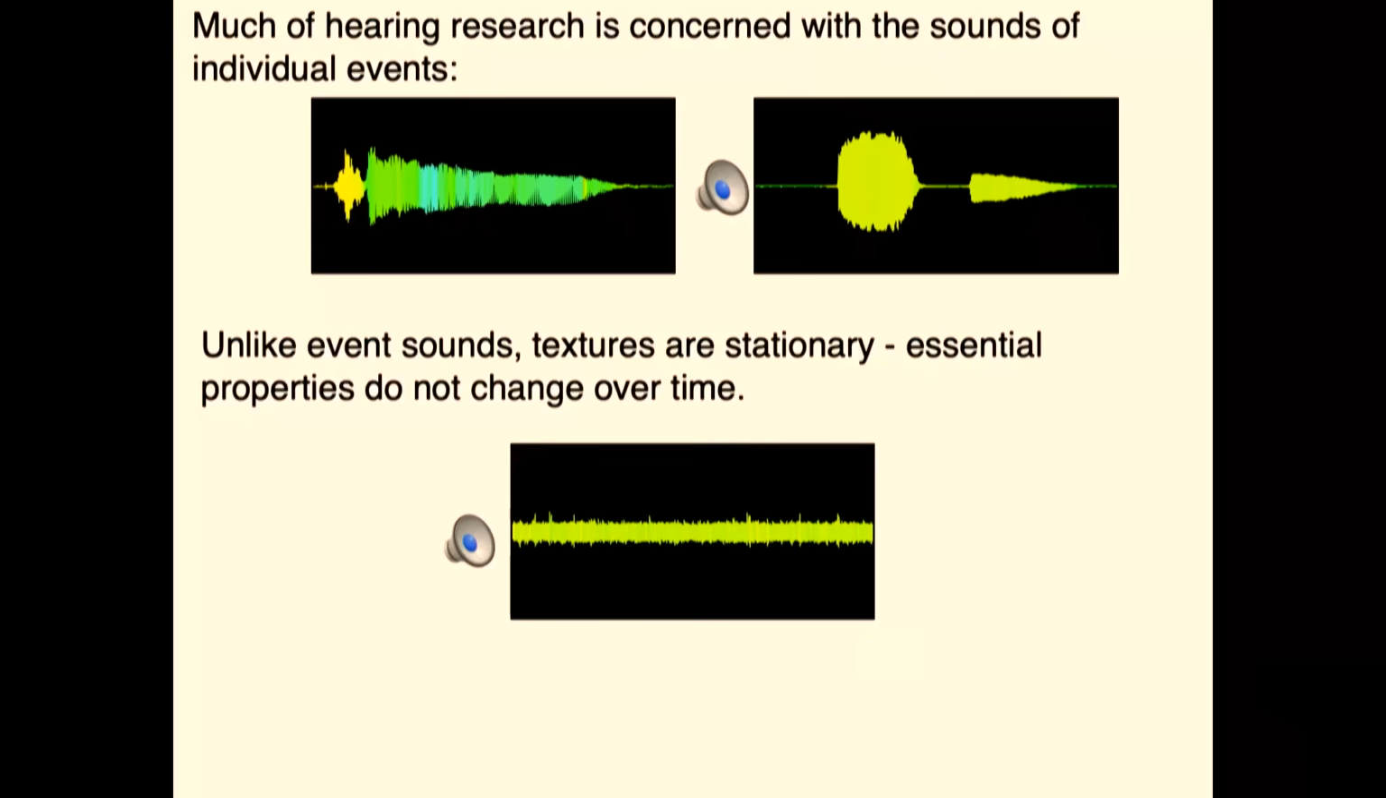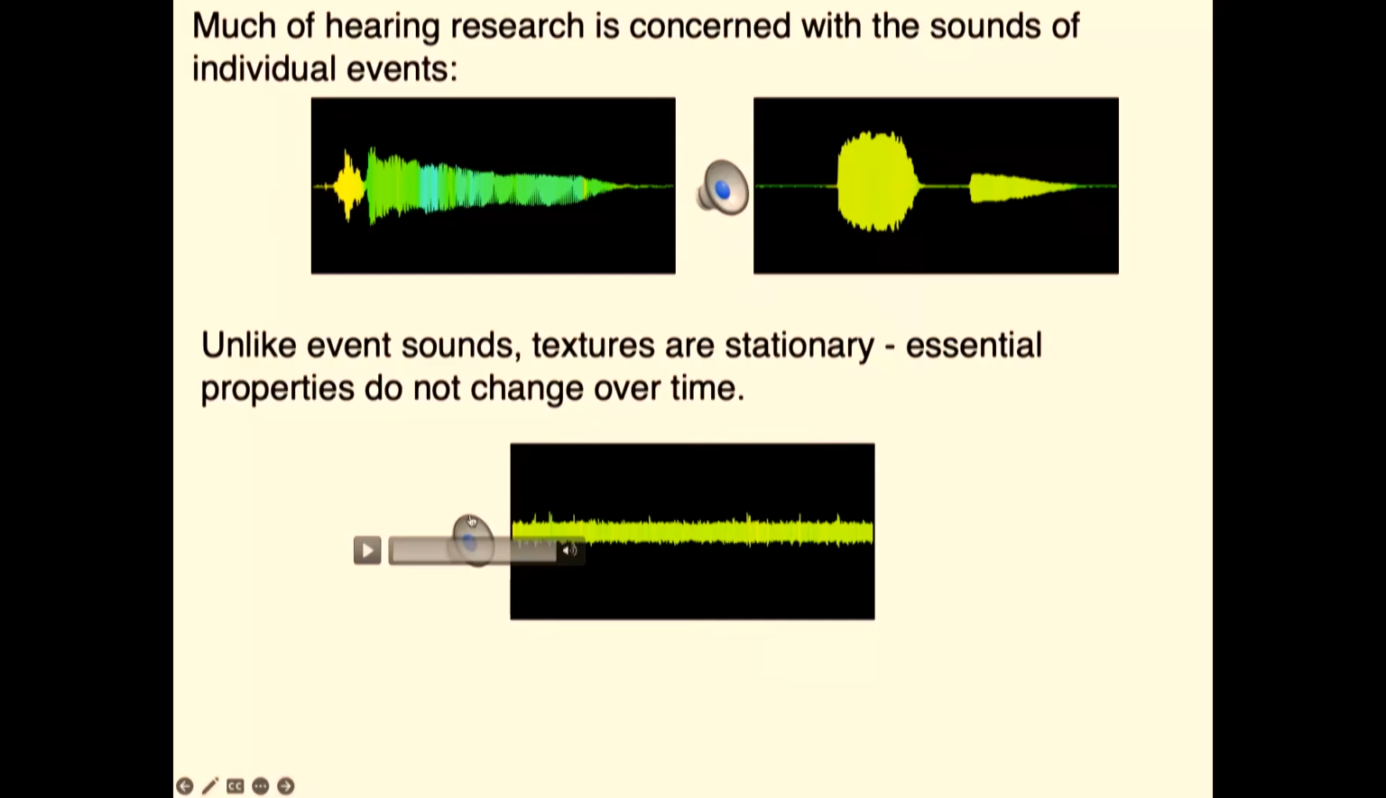And like what we were talking about when we discussed the sense of hearing in the first part of the class, often really had to do with individual events, right? So these are sound waveforms of two individual events. I can't remember what this is. Okay, so that's like a baby toy. All right, so these sounds have a beginning and an end and a temporal trajectory, and that's what makes them what they are in some sense, right?